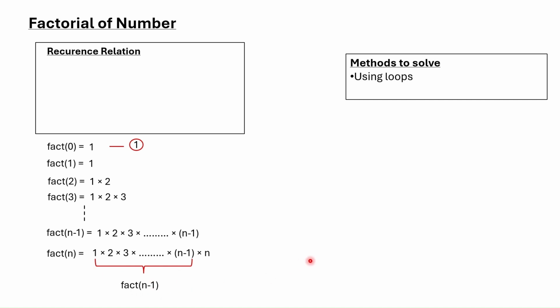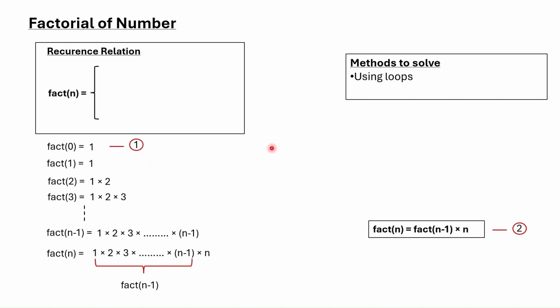So now we can conclude factorial of n is factorial of n minus 1 terms multiplied by n. Let's name it as equation 2. Let's now write a recurrence relation. So what should be our base condition?